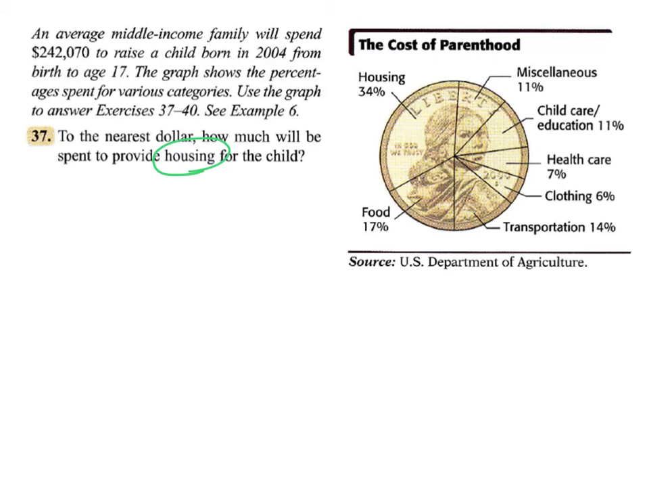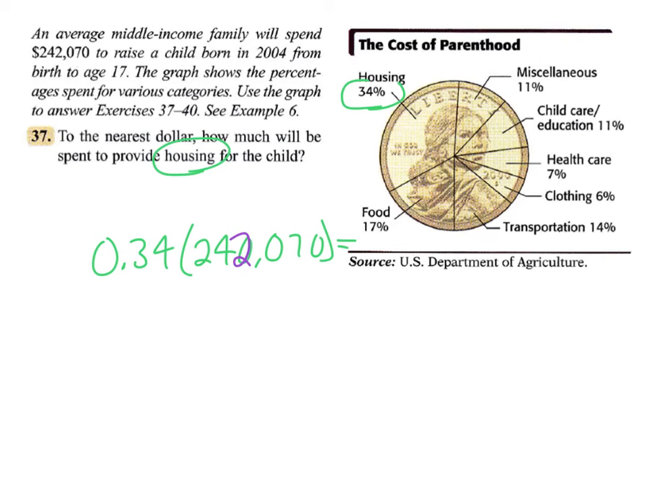So really we are trying to find the housing cost, which is 34% of the total. So we find 34%, which would be 0.34 of the total, $242,070. That will equal how much was spent on housing out of that 242. Let's get that right. So this is a 2, not a 0.